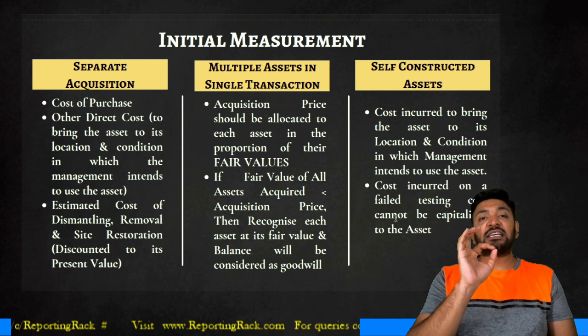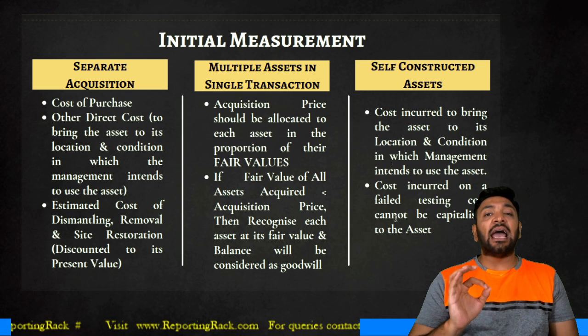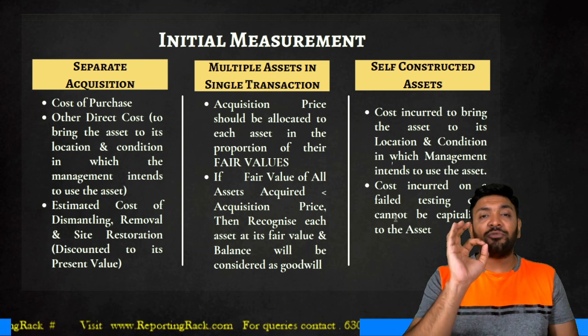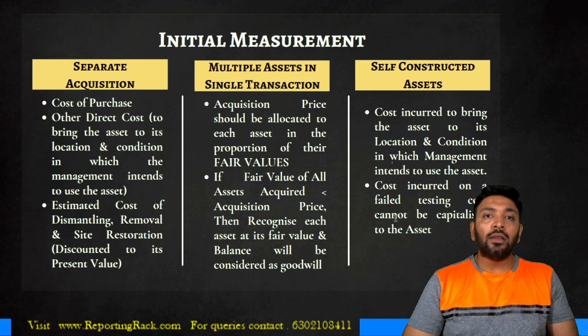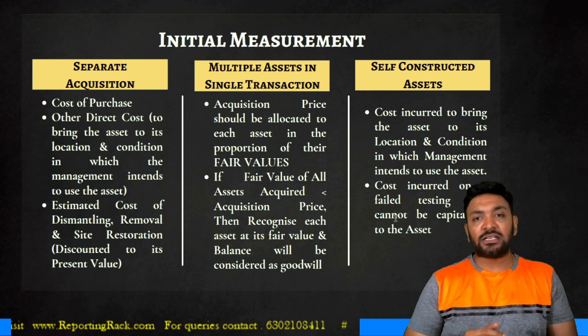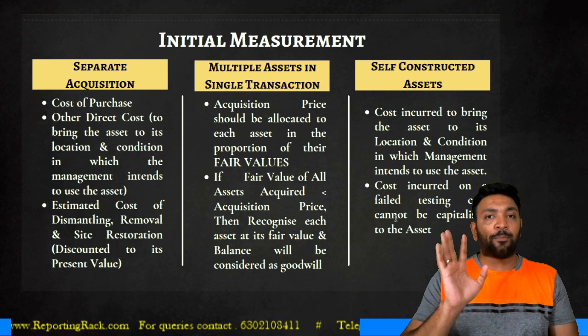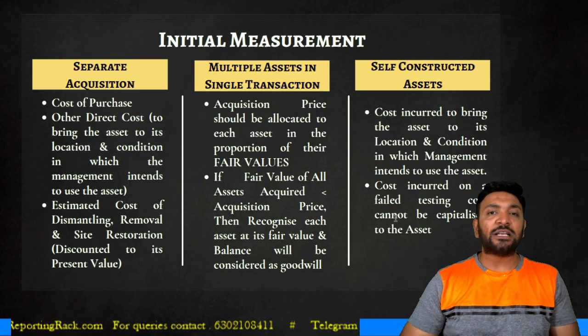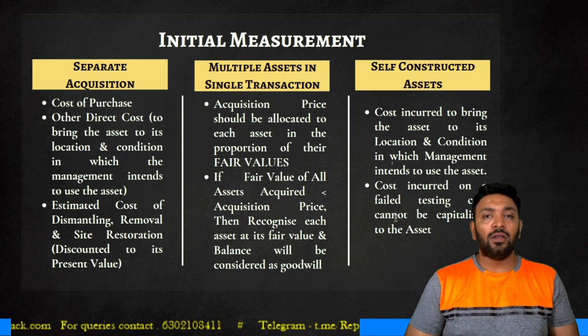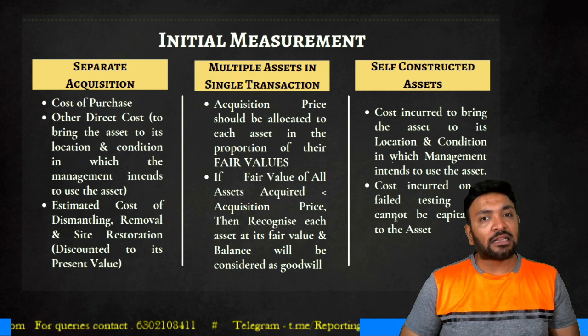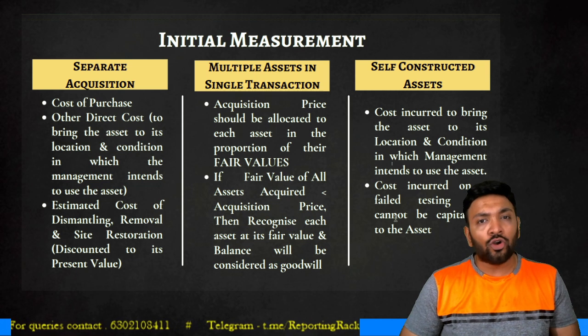Let's say I purchased an air conditioner. The air conditioner was purchased at a price of 25,000. Air conditioner got delivered into the house. He said delivery charge is 500 rupees. I paid him 25,000 for the air conditioner, and 500 rupees I paid for the delivery. Now the air conditioner is in my premises. So what is the total cost? 25,500. Is it sufficient? No.